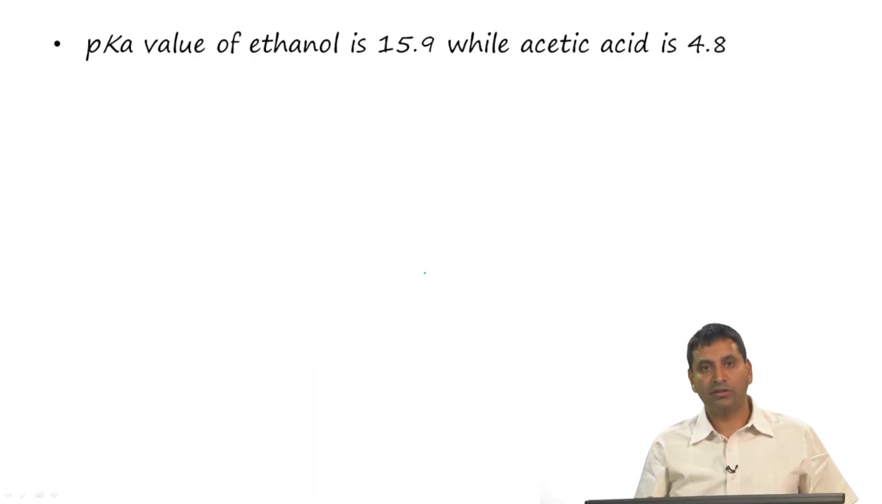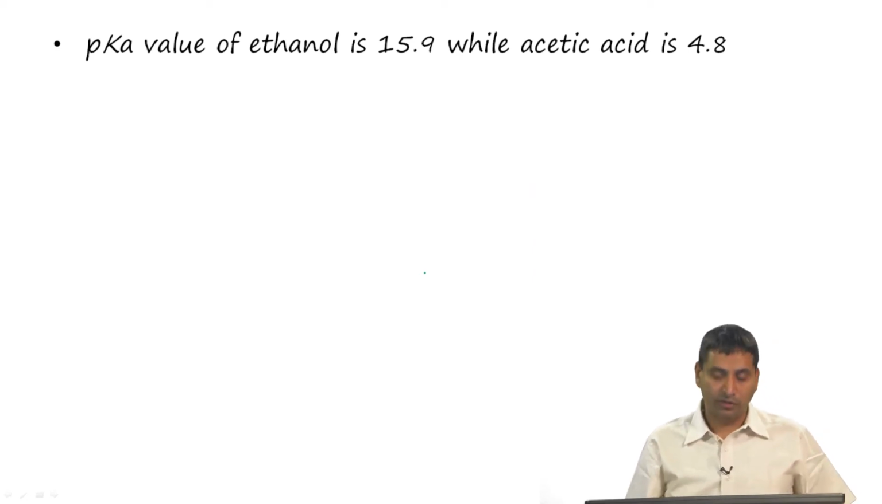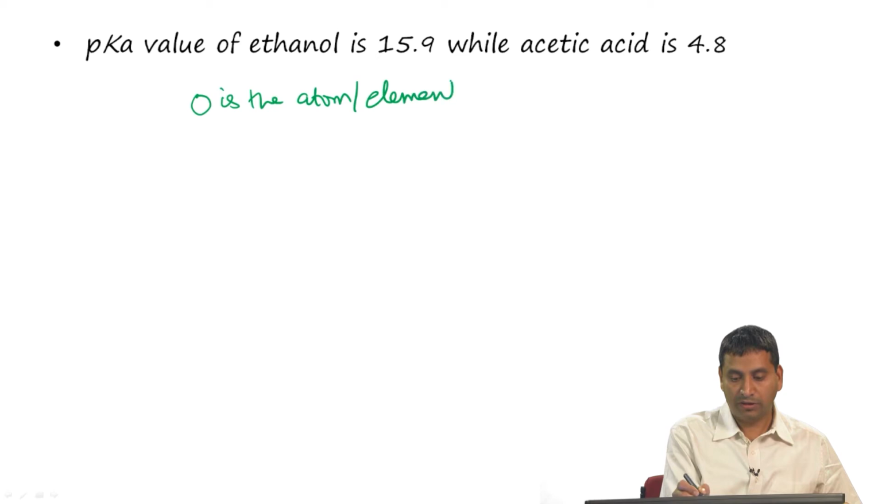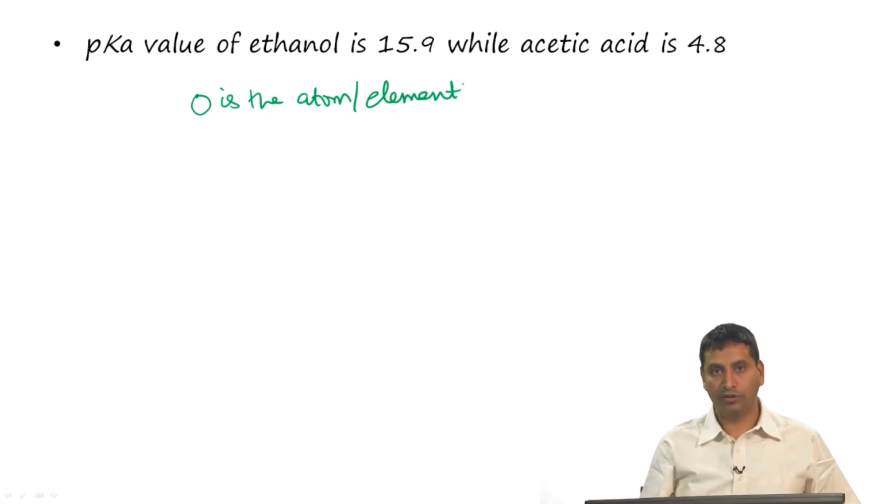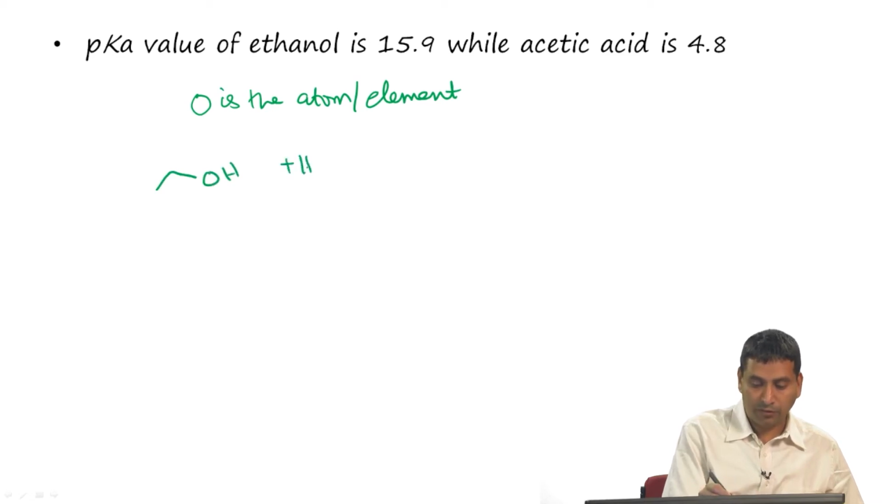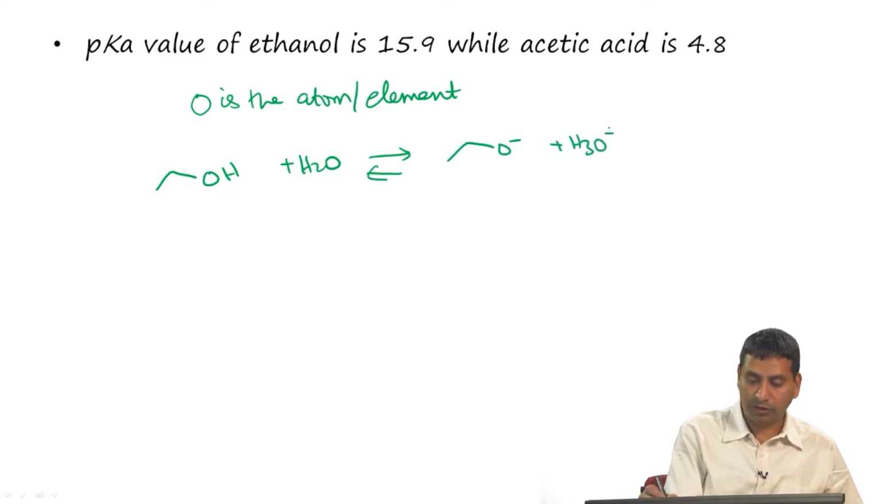The next question is, the pKa value of ethanol is 15.9, while acetic acid is 4.8. How do we explain this? So, here oxygen is the atom or element that we are considering. So, therefore, there is no difference here pretty much. So, ethanol, the structure is OH plus H2O, which will give you ethoxide plus H3O plus.